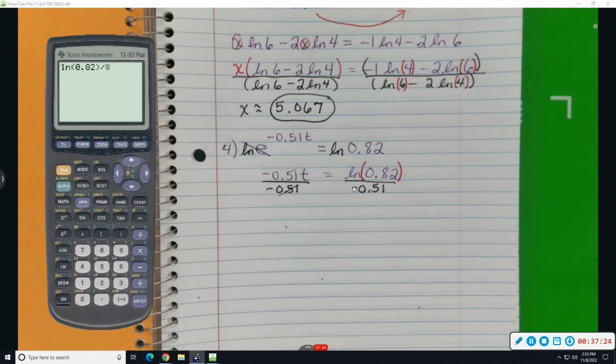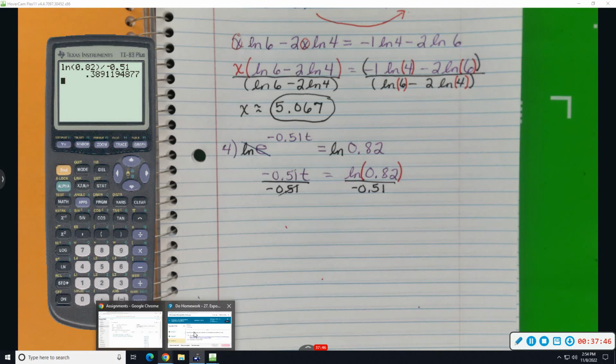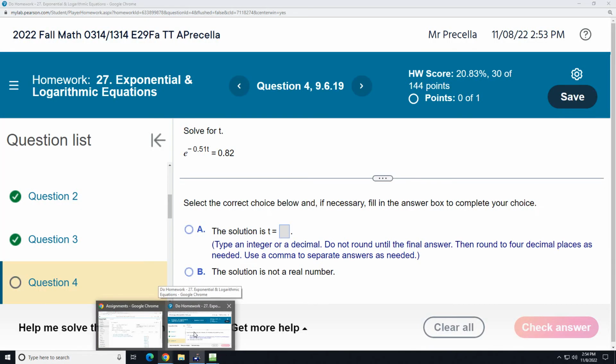Divided by, now this is a negative, not a subtraction. So here's the subtraction key on my calculator. The negative key is the thing that's in the parentheses. Negative 0.51. Enter. Oh, and I didn't look to see. How do they say to round it? Round to 4 decimal places.